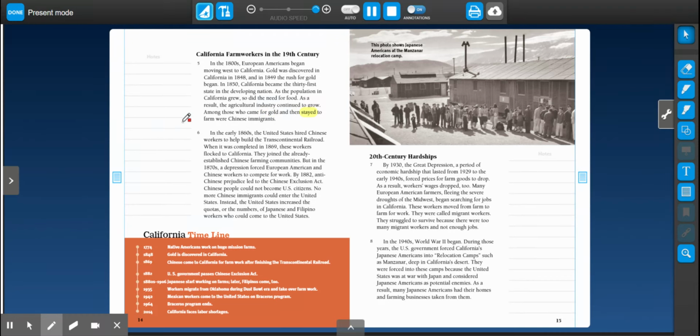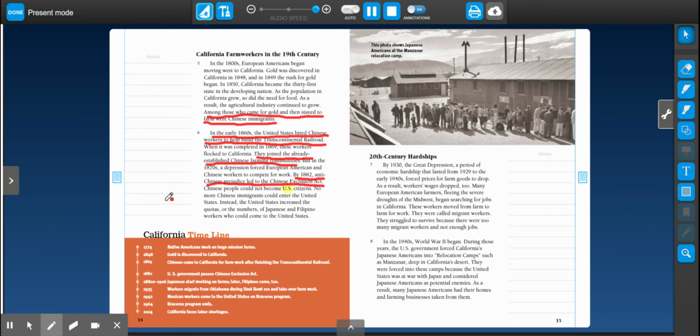Among those who came for gold and then stayed to farm were Chinese immigrants. In the early 1860s, the United States hired Chinese workers to help build the Transcontinental Railroad. When it was completed in 1869, these workers flocked to California. They joined the already established Chinese farming communities. But in the 1870s, a depression forced European American and Chinese workers to compete for work. By 1882, anti-Chinese prejudice led to the Chinese Exclusion Act.